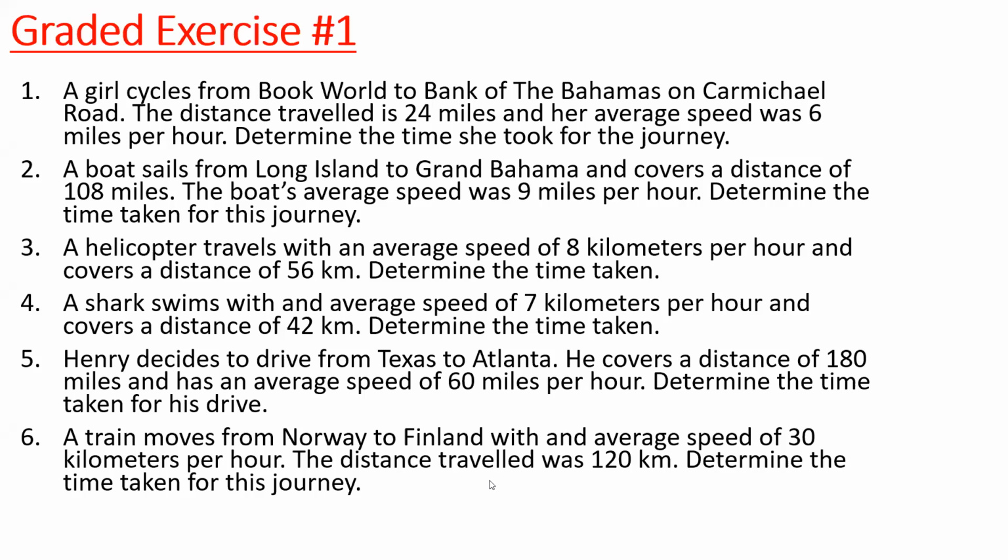Kingston, I need you to read number 1 for me, please. Let's go ahead and do it. Yes, sir. The question says, a girl cycles from Book World to the Bank of the Bahamas on Carmichael Road. The distance traveled is 24 miles and her average speed was 6 miles per hour. Determine the time she took for the journey. So we write the formula, time equals distance over speed. For distance we put 24, and for speed we put 6, and then we divide it. Our answer should be 4 hours.